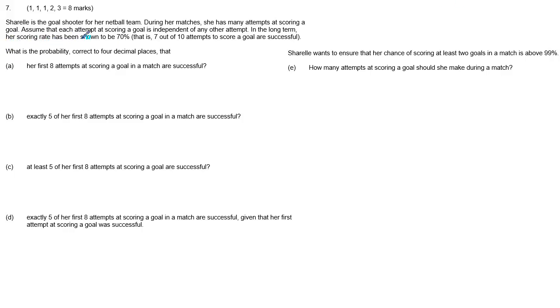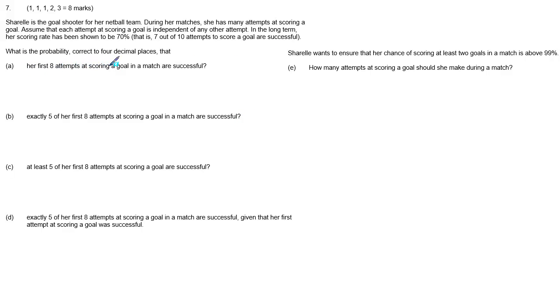Sherelle is the goal shooter for her netball team. During her matches she has many attempts at scoring a goal. Assume that each attempt at scoring a goal is independent of any other attempt. In the long term, her scoring rate has been shown to be 70%. That is, 7 out of 10 attempts to score a goal are successful.